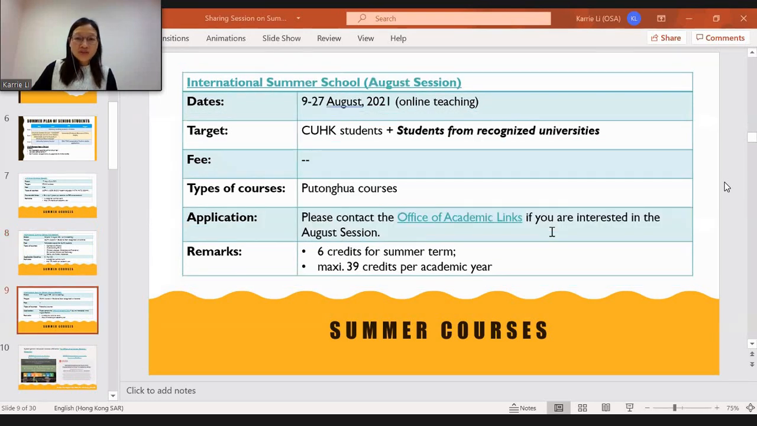So for the August session, they only offer Putonghua courses. So I guess international students may be able to take some of the courses. But as they don't have many courses offered, if you want to enroll in courses in this session, you will have to write to the Office of Academic Links instead of doing some application forms or something like that.